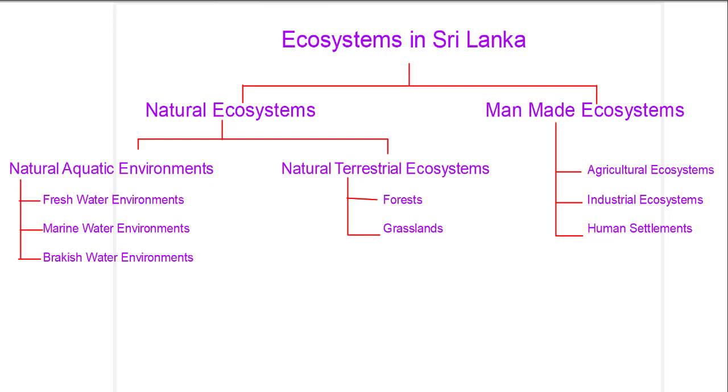Human settlement is highly artificial. But if you get the natural ecosystem, the natural aquatic ecosystem, aquatic means ecosystems in the water. We can get the different freshwater ecosystems and the marine water in the sea. In the freshwater ecosystem you can find ponds, lakes, rivers, streams. They are freshwater ecosystems. It is much better if we call them ecosystems.